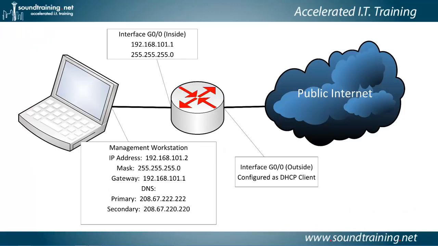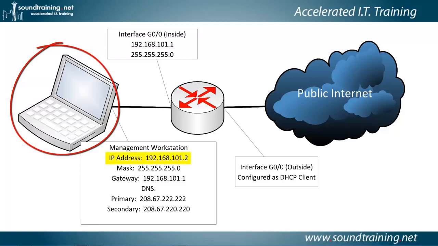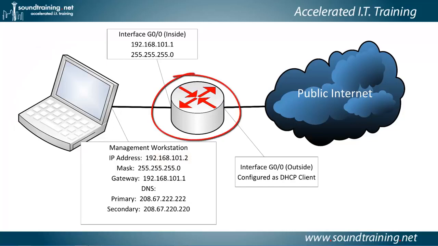Here's a look at the diagram that we're working from. It's pretty simple. We have a management workstation configured with an IP address of 192.168.101.2. A router with a statically configured inside interface, in this case on interface gigabit Ethernet 0/0, 192.168.101.1, and an outside interface configured as a DHCP client. It's not required, but that's a fairly common configuration, especially in small offices, and so that's the one that I chose to use here. But it would certainly work with a statically configured address on the outside interface as well.